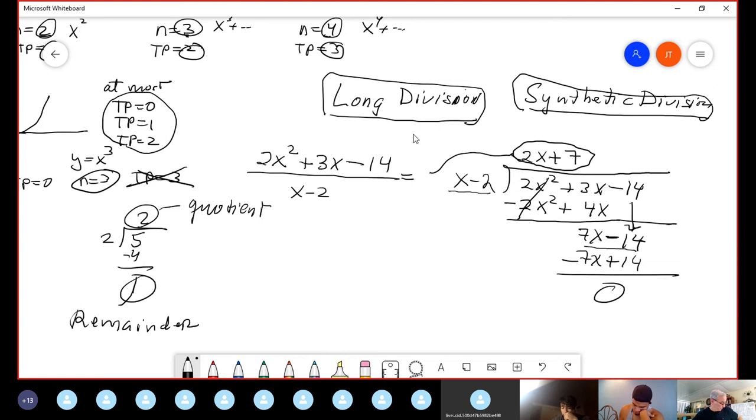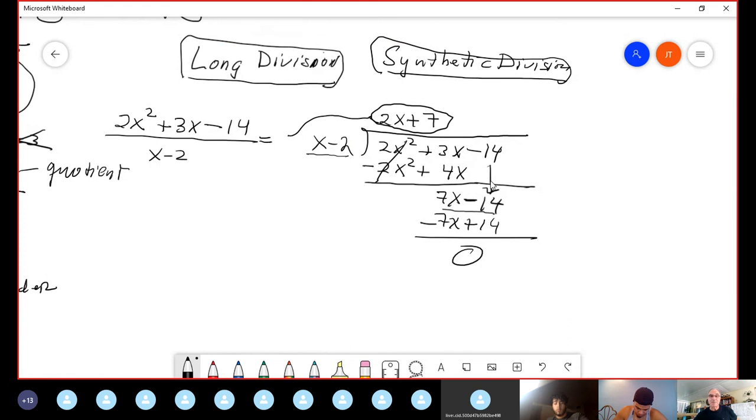Let's do it now in synthetic division. Synthetic division is fantastic, but it has limitations. First of all, you only apply it when the divisor is degree 1. If the divisor is not degree 1, we cannot apply synthetic division, but in the majority of cases this situation happens. You open the same symbol, and you copy the dividend but without the variables: 2, 3, and negative 14. And you copy the divisor, only using the number, with the opposite sign. In long division you see minus 2; in synthetic division you put positive 2.